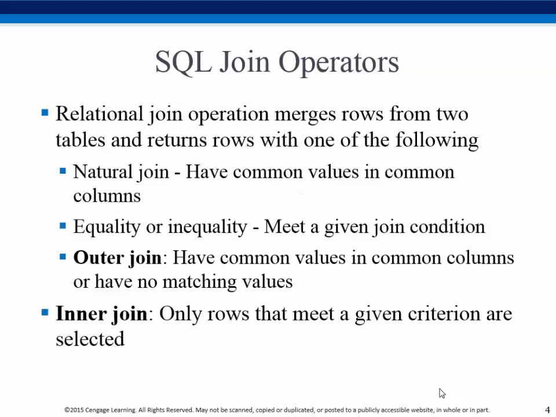SQL joins. Relational join operations merge rows from two tables and return rows with one of the following. A natural join, which has common values in common columns. Equality or inequality, meet a given join condition. An outer join, have common values in common columns or have no matching values. And an inner join, only rows that meet a given criterion are selected.